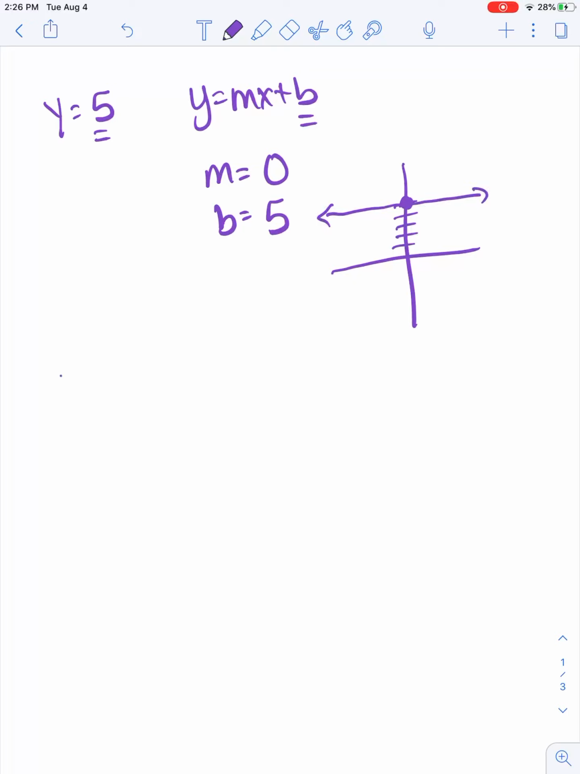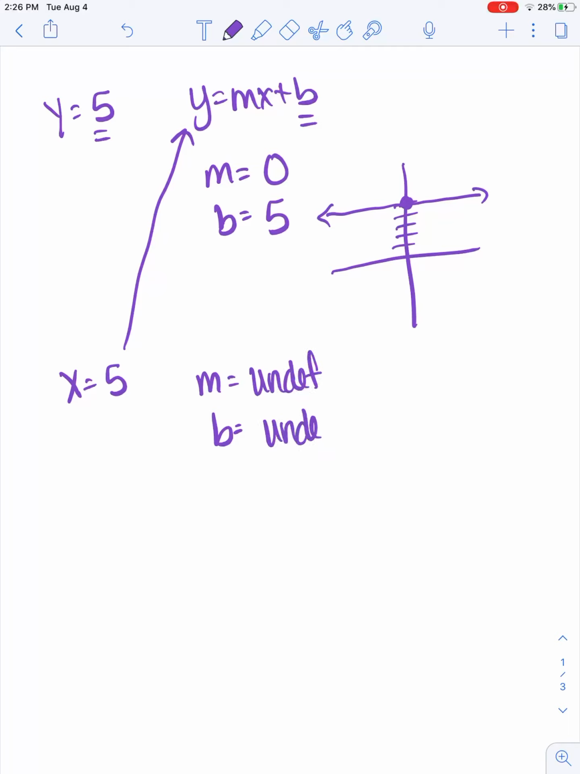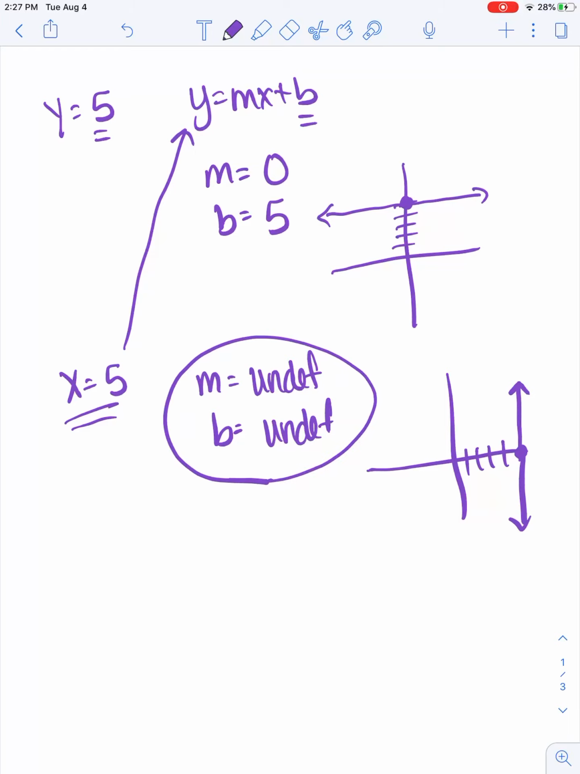Now, if I have an equation x equals 5, I can't get that into y equals form because I don't even have a y to solve for. But you still need to be able to tell me what its slope and its y-intercept are. And you need to know that it doesn't have anything to do with the 5, that both of these things are undefined. And that this line is a vertical line. So its slope and intercept are undefined, but its graph exists.